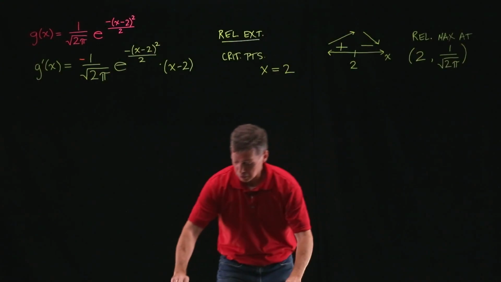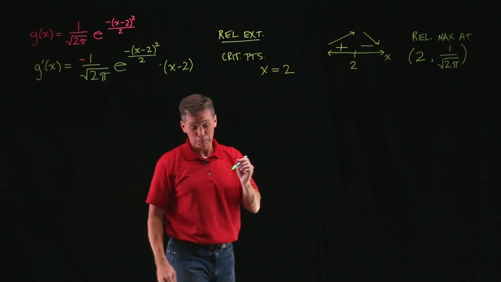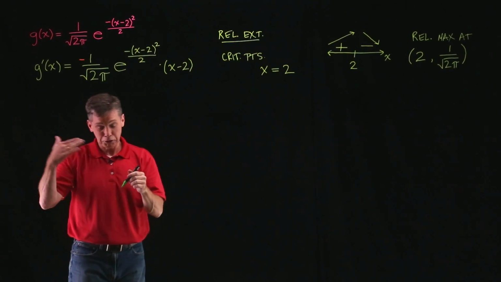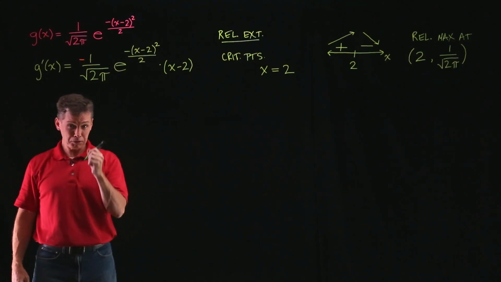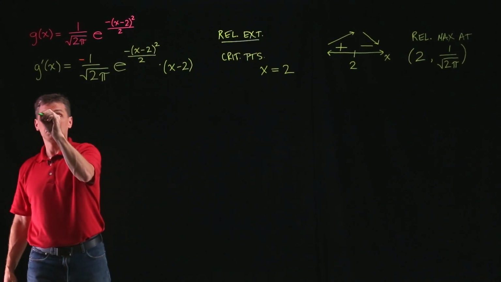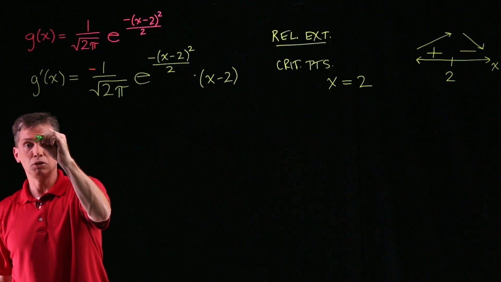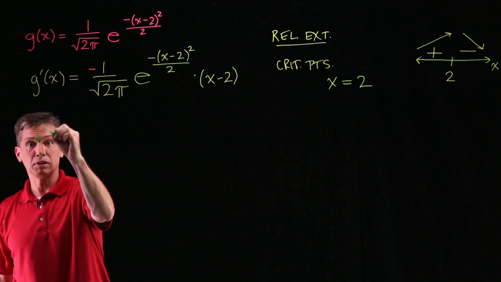In this video, we're going to finish the problem we started in the previous video. All right, little pat on the back so far, but we continue. Part B, inflection points. You know this as well, just like you knew relative extrema. In order to find places where there might be inflection points, you need the second derivative.